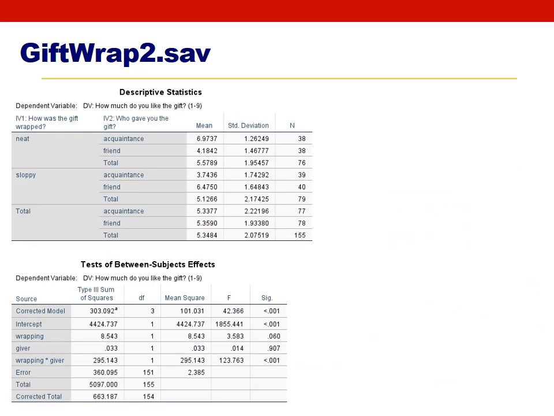Here are those same 2 tables that we saw before. The top one gives us our descriptive statistics, including both our cell means and our marginal means. The bottom one gives us the results of our F-tests for both main effects as well as for the interaction.